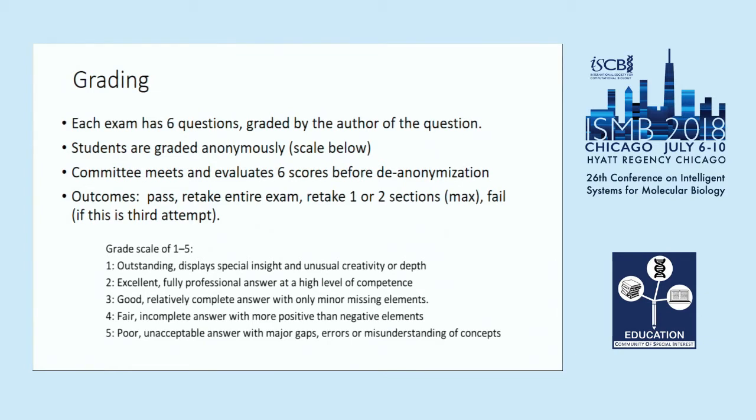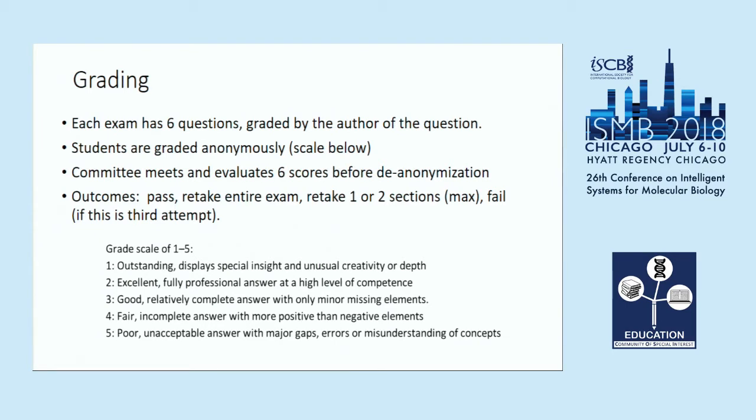We grade them anonymously, which I think is quite important. We meet and evaluate, and we grade them on this scale. Outstanding displays special insight and unusual creativity or depth. That's our super easy to evaluate criterion 1, down to poor, unacceptable, with major gaps, errors, or misunderstanding of concepts. We don't want to freak out, but we give a number between 1 and 5. It's in a spreadsheet. Then we have a meeting and look across for student A. If it's a bunch of 1s and 2s and 3s, we're happy with that. A 3 is a good, relatively complete answer. If we see 4s or 5s, then we get concerned.